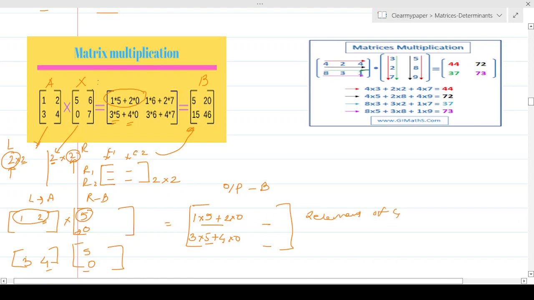We're going to apply the same logic. This time we're going to take the first row, but instead of taking the first column, we'll take the second column. I'm going to multiply the same way. I'm going to write 1 into 6. It's a combination of multiplication and addition. I multiply the elements, I put the addition in between, and then I multiply the remaining two elements, and that will give you this.